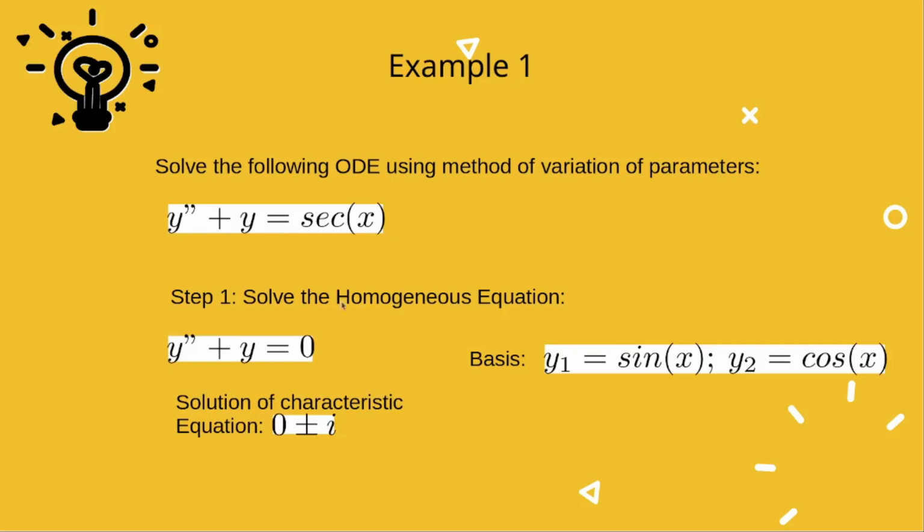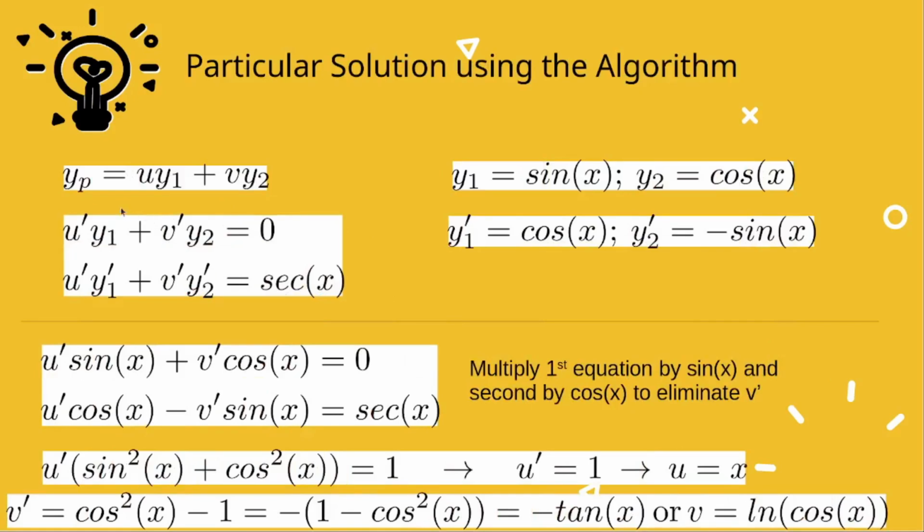So what we'll first do is solve the homogeneous equation, which is we'll set this right-hand term to 0 and solve y'' + y = 0. The characteristic equation this time has complex roots, and the real part is 0 plus or minus 1 times the imaginary part. So because of that, our basis y1 is equal to sine of x, y2 is cosine of x. So once we have our y1 and y2, our yp is u times y1 plus v times y2.